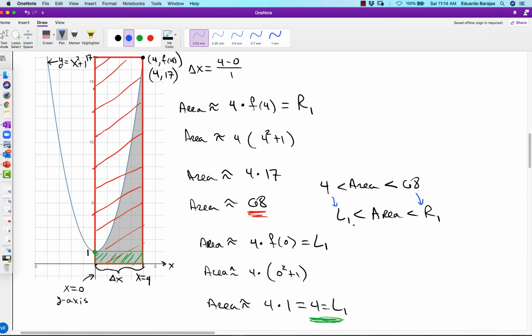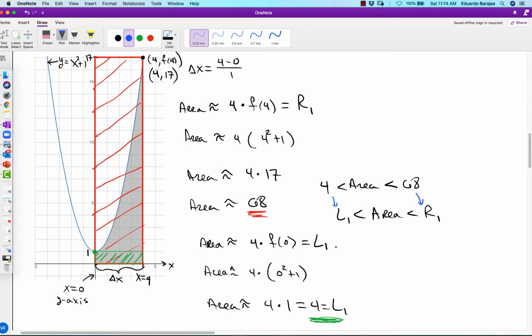Good. It's not always going to be the case that the area is trapped this way, that the left approximation is always to the left below the area and the right approximation is always to the right. It's not always going to be the case. We'll see that in some cases it's the other way around, but it's certainly the case in this picture the way we have it here.